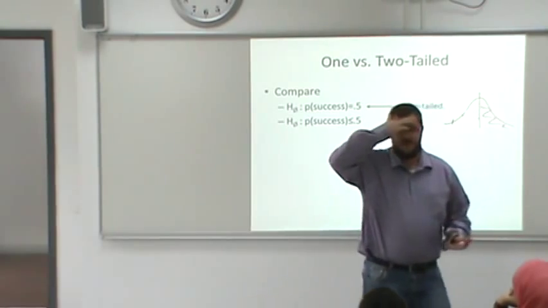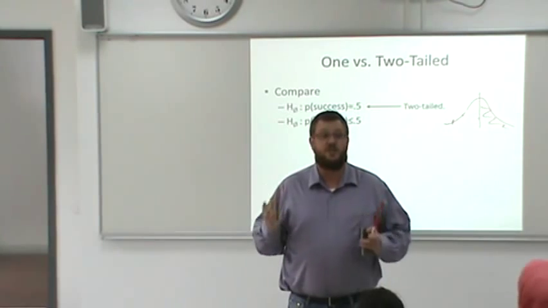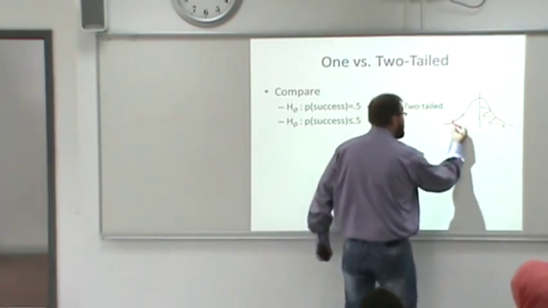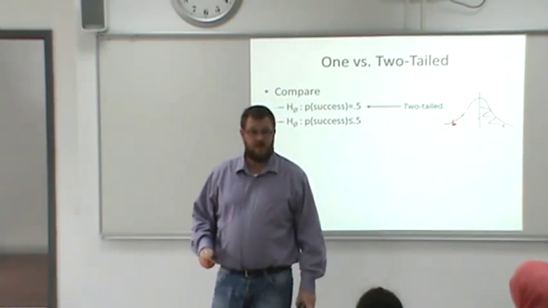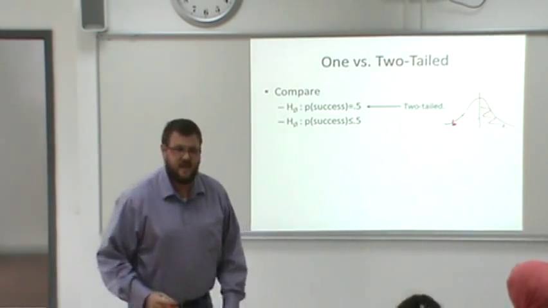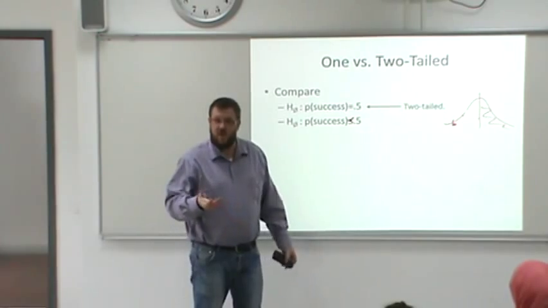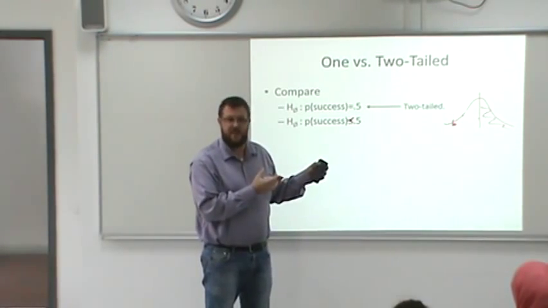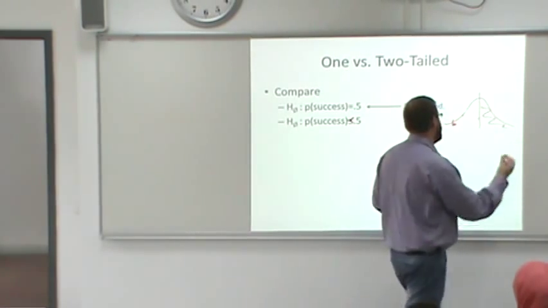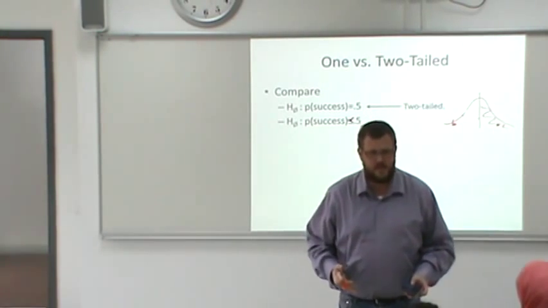Which tail is going to allow us to reject the null hypothesis? Less than. If we have an observation that it's less than, then we fail to reject. Right? Because the null hypothesis says it can be less than. So we're only going to reject the null hypothesis if we find a statistically significant difference that's greater than. Okay? Does that make sense now?